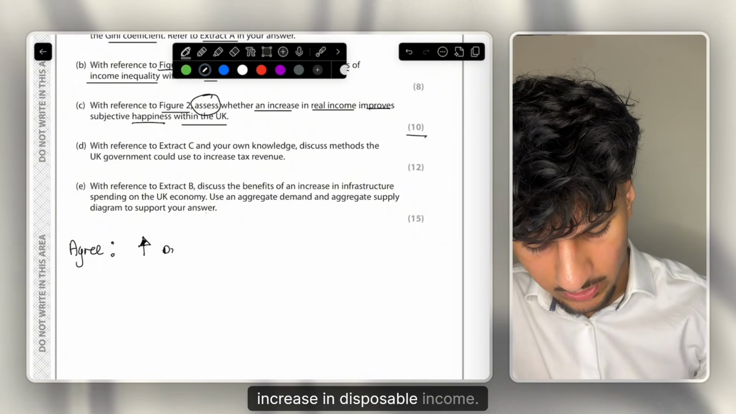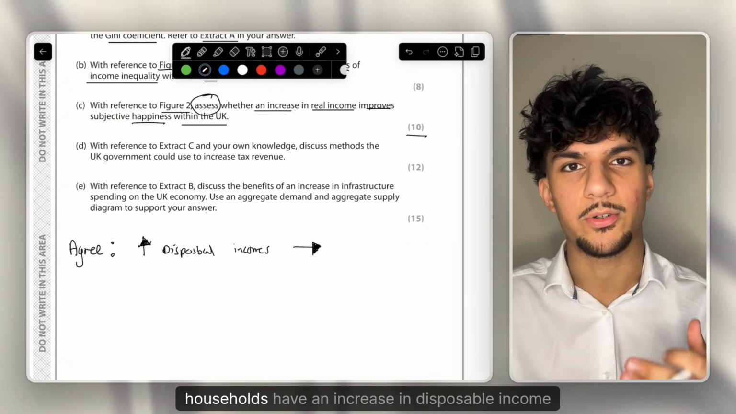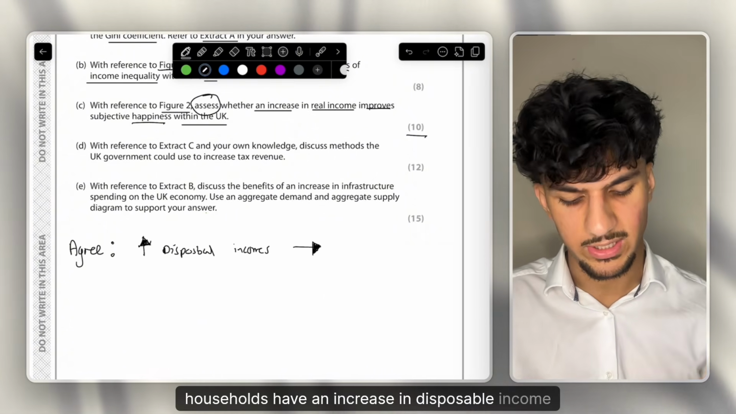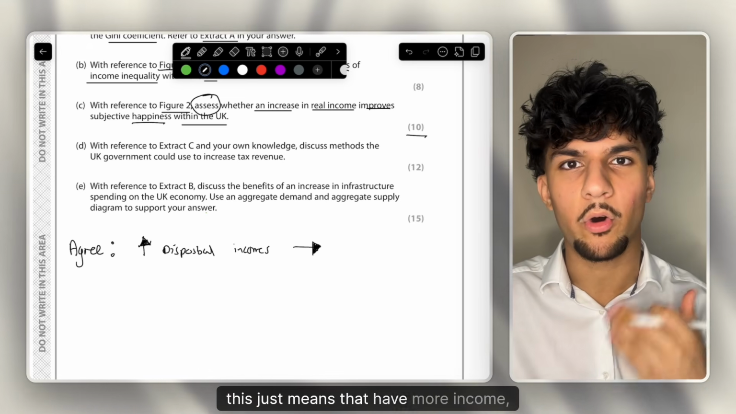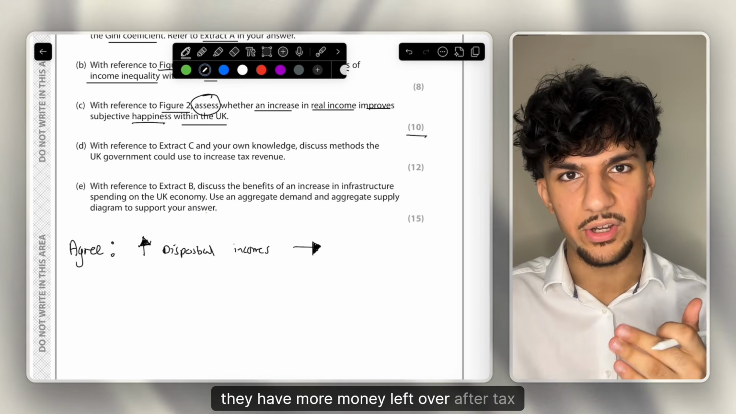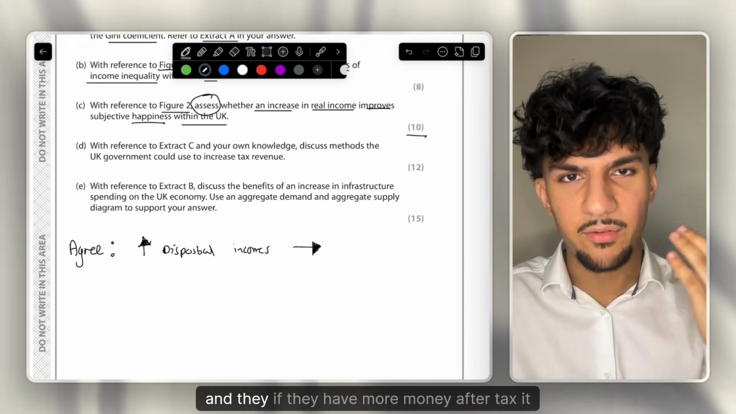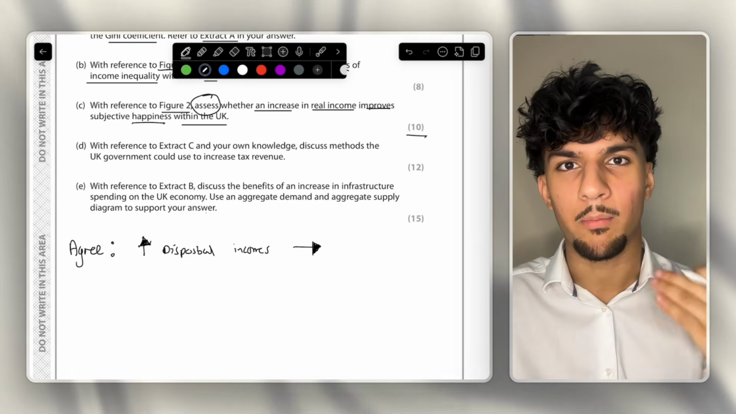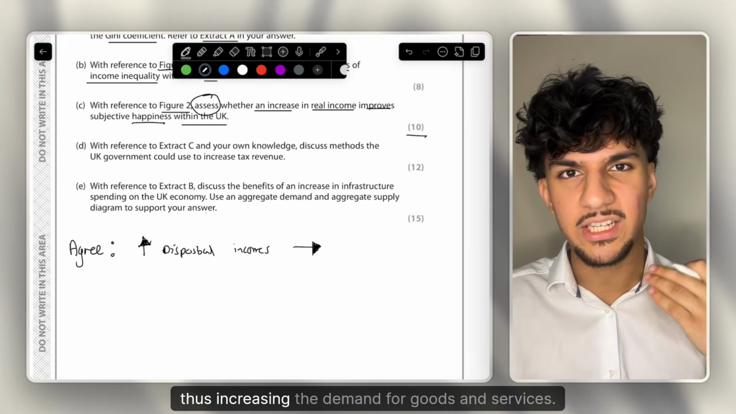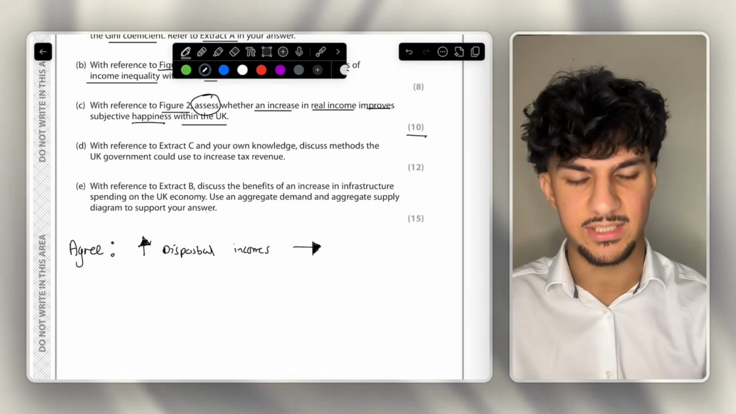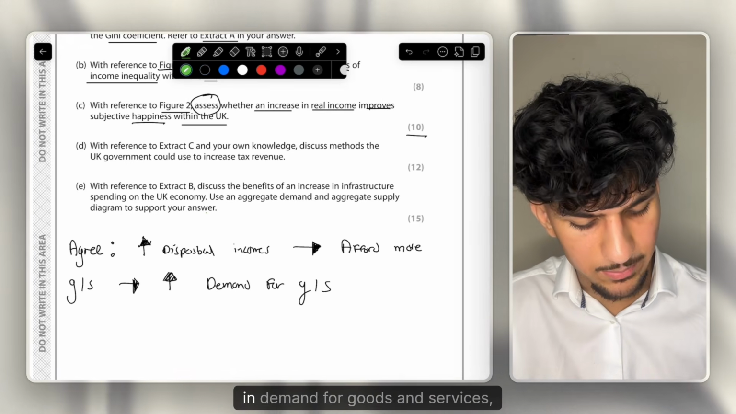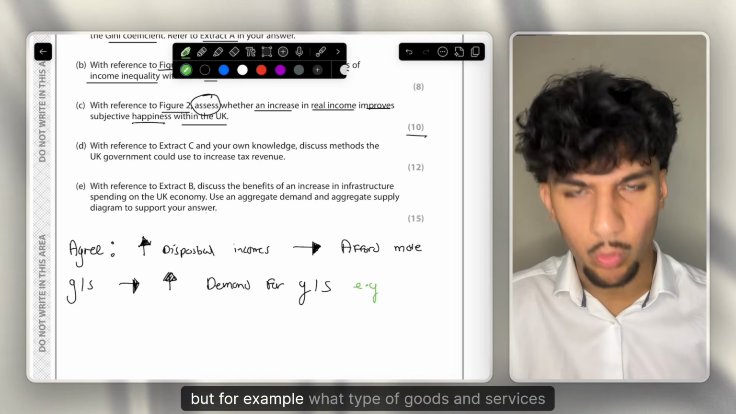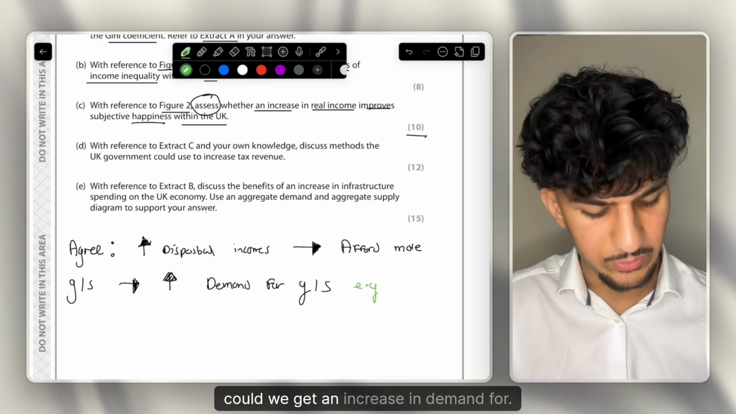an increase in disposable income. So if individuals and households have an increase in disposable income, this just means they have more money left over after tax. And if they have more money after tax, it means they can afford to buy more goods and services, thus increasing the demand for goods and services. But what type of goods and services could we get an increase in demand for?